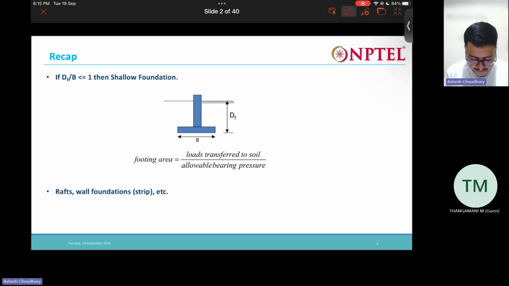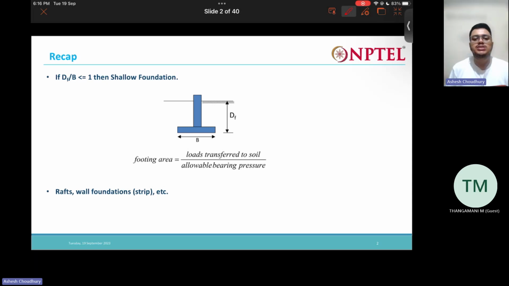As you know, the first question is: what is a shallow foundation? When do you call a foundation a shallow foundation? If the depth to width ratio is less than or equal to 1, then the foundation is generally called a shallow foundation. And if the depth to width ratio is more than 1, then it is a deep foundation. Shallow foundations are generally rafts or wall foundations, that is the strip foundation.